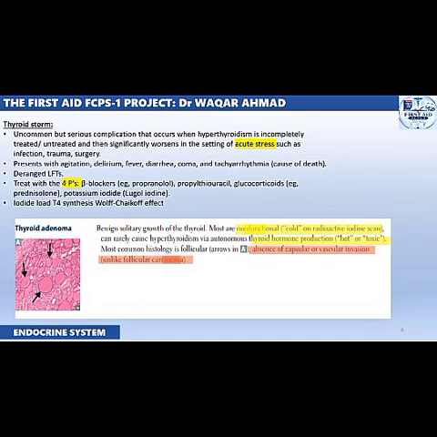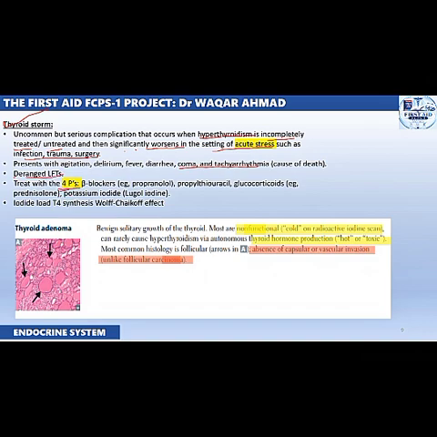Now, a very high yield topic: thyroid storm. What happens is when a patient is having hyperthyroidism but is incompletely treated or untreated at all, the patient's condition significantly worsens in the setting of acute stress like infection, trauma, and surgery, and presents with agitation, delirium, fever, diarrhea, tachyarrhythmias, and coma. There will be deranged LFTs.